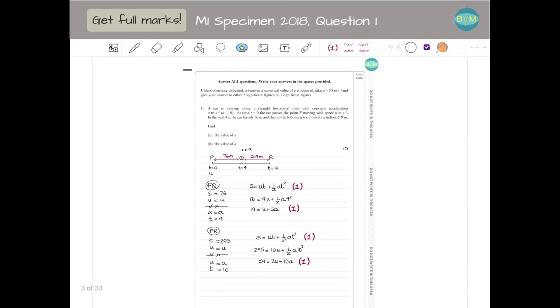So this is it with this question. This is a very, very common question. Sometimes you have trains or cars or particles, but they are moving along 3 points, and you have to combine equations and solve simultaneous equations.